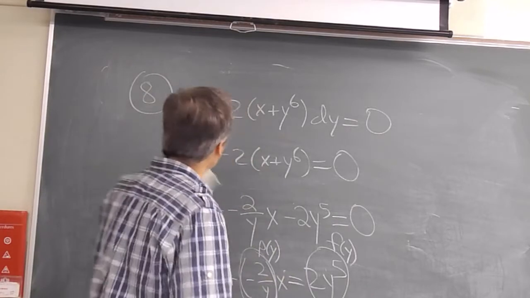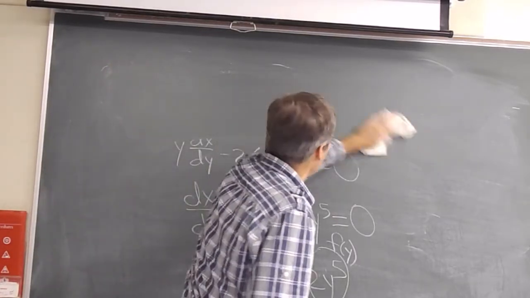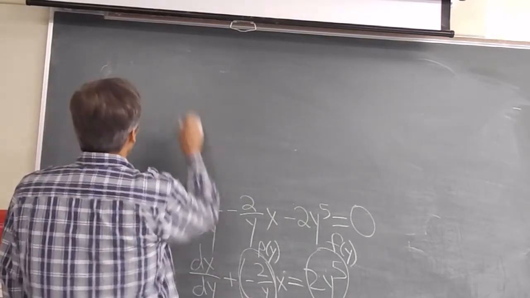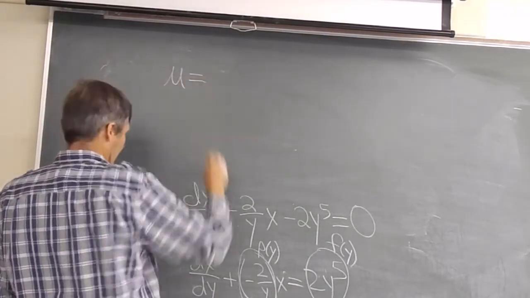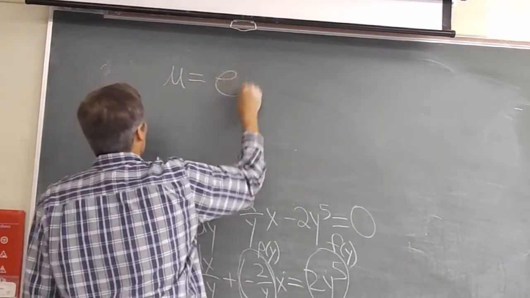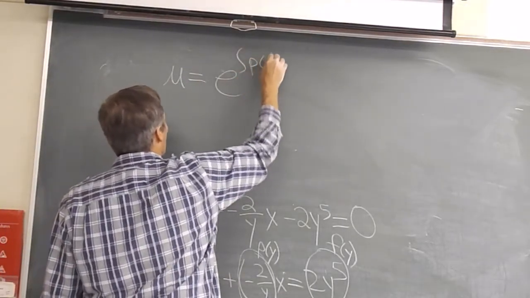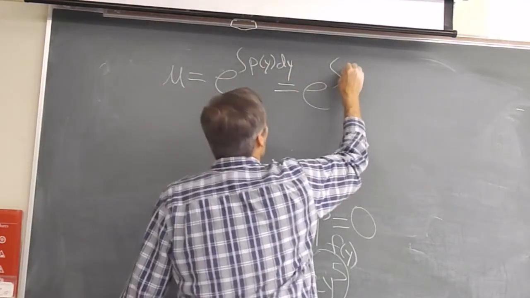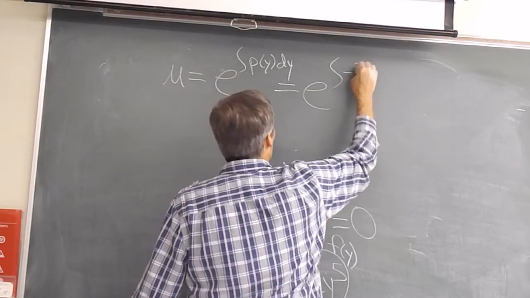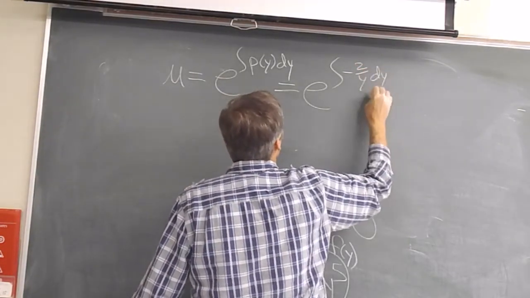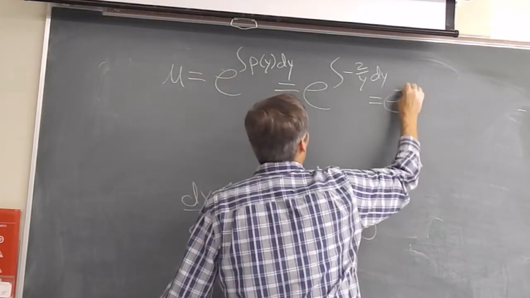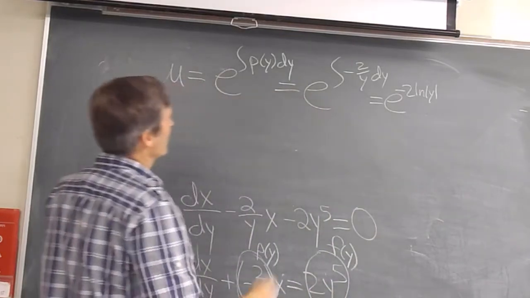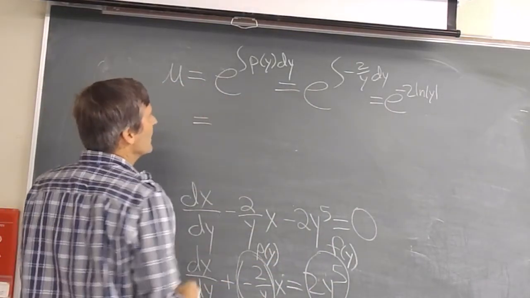So remember how to solve a linear equation. I'll certainly have a linear equation somewhere that you have to do on the final exam. You find an integrating factor, mu equals e to the integral p of x dx, except this time it's p of y dy. It's e to the integral of minus 2 over y. Well, let's see, that's e to the minus 2 ln y plus a constant if you want, but we only need one integrating factor, so it doesn't matter.